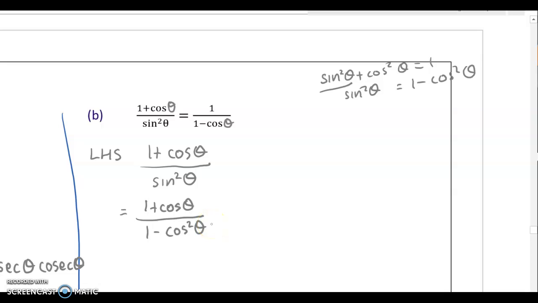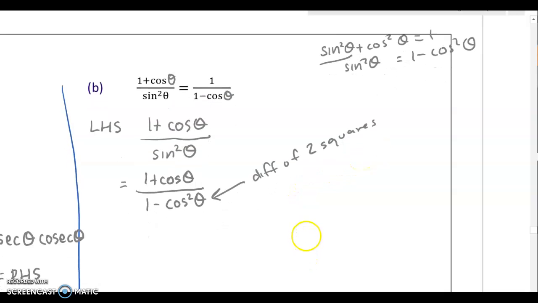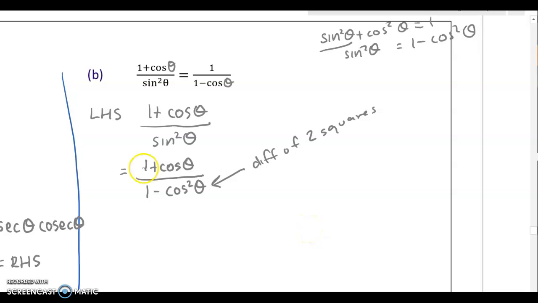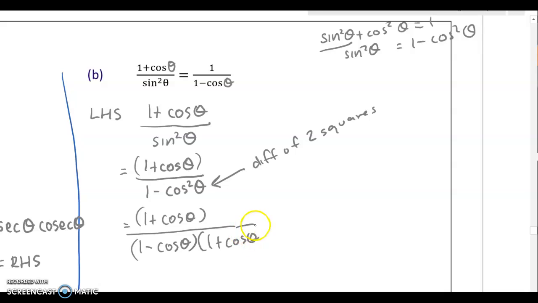Okay, now this is where we need to start thinking back to our algebra topic again. And what I can see on the bottom line is that's a difference of 2 squares. 1 squared is 1. Cos theta squared is cos squared theta. So I'm going to put little brackets around that top line, and I'm going to rewrite my bottom line broken up into the difference of 2 squares. So I'll end up with 1 minus cos theta, 1 plus cos theta.